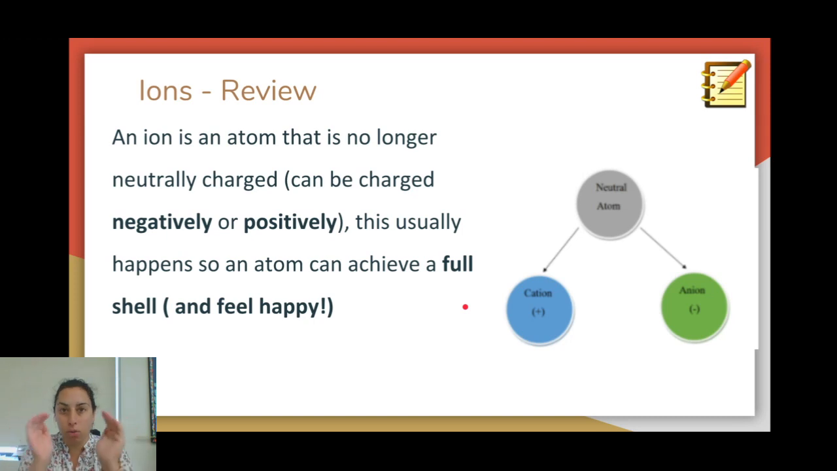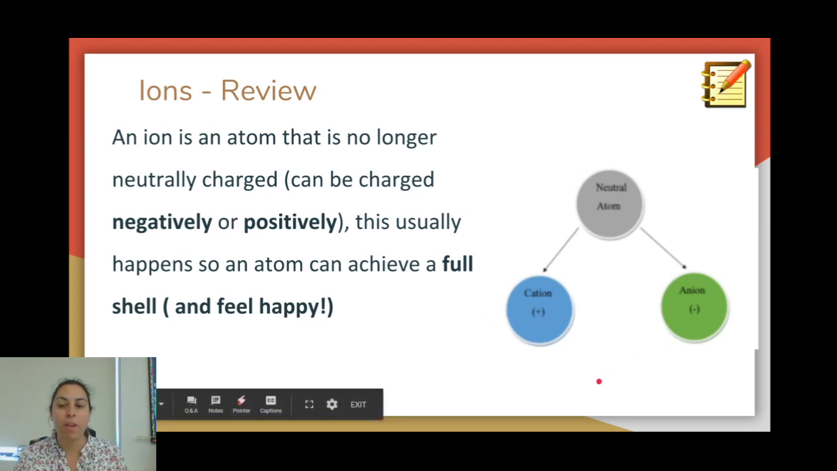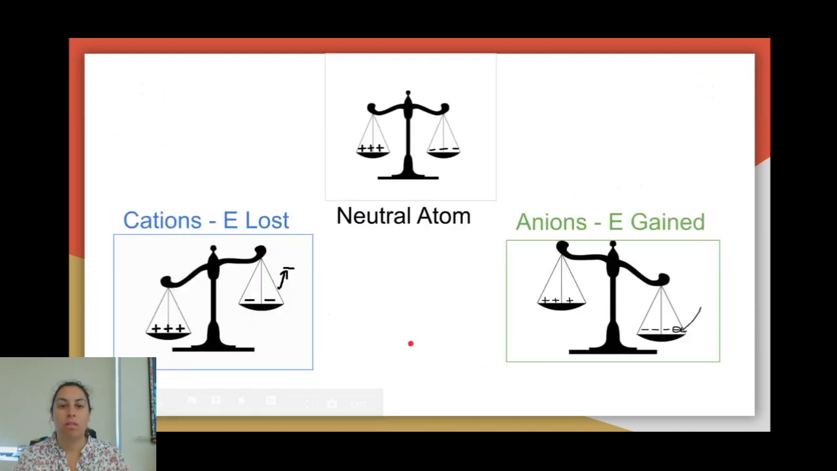Even if it means they have to go down one level, like the metals will, it means that the level below is completely full, and then that makes them happy or stable. So remember that a neutral atom can either lose electrons to form a cation, or it can gain electrons to form an anion. So pause the video, copy that down, and then continue.